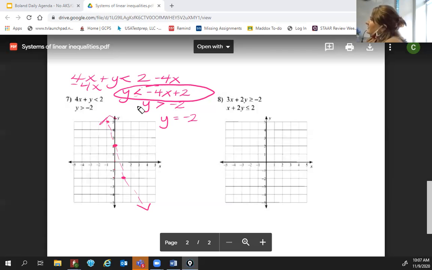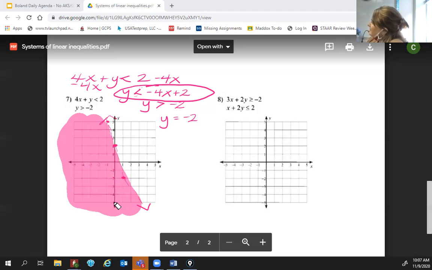Where this says y is less than, am I going to shade up here on this side of the line or down here? Down here. So let's see if this highlighter is going to work out for me. A little bit, right? Let's see. Leo, it works. How about that? Good job.